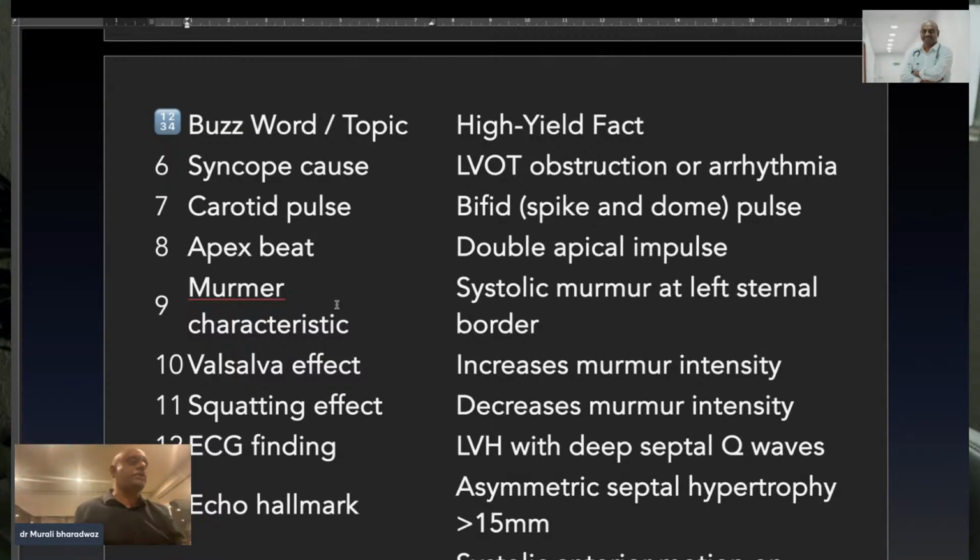One beat will push and stop, and next once more the obstruction, after taking a little time, it will overcome. It's a dynamic obstruction. Double apical impulse. Remember these two: double apical, bifid. Murmur is a systolic murmur, just like aortic stenosis. Systolic murmur at the left sternal border.